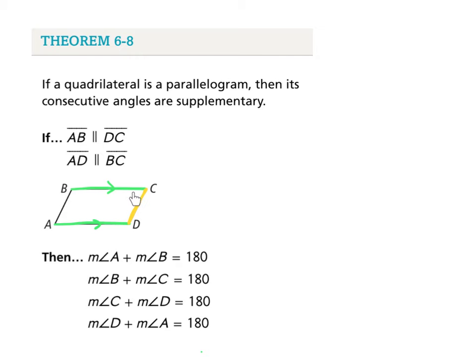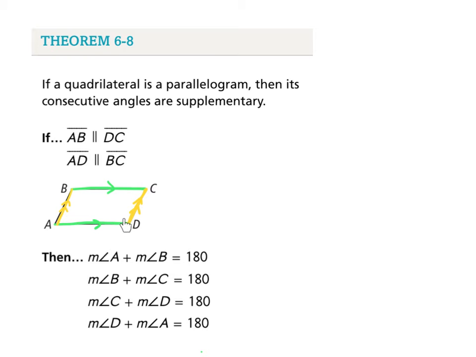Now, these two segments are parallel. Angle C and angle D form same side interior angles. And we learned that when we have two parallel lines and a transversal, those same side interior angles are always supplementary.